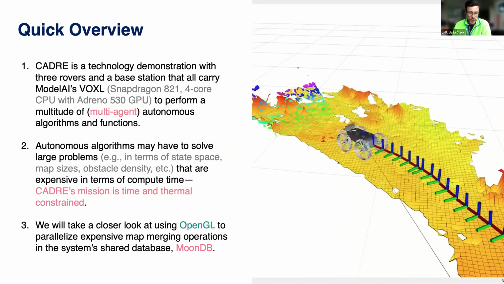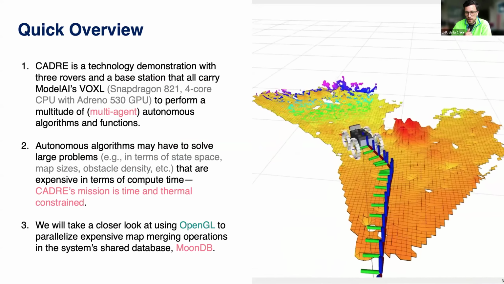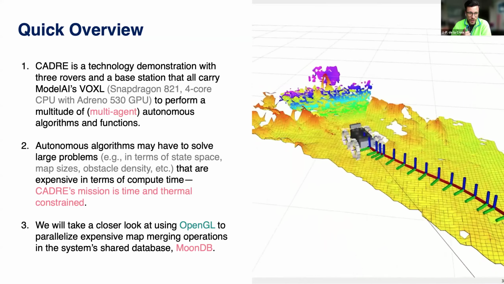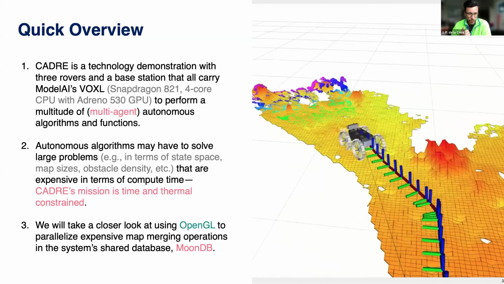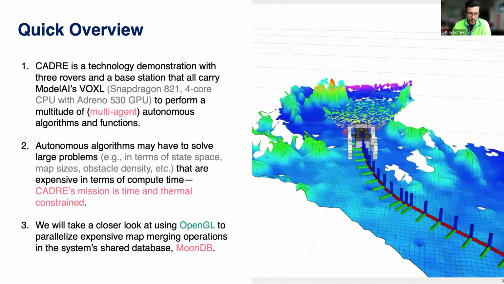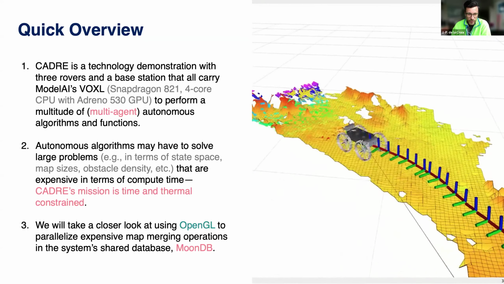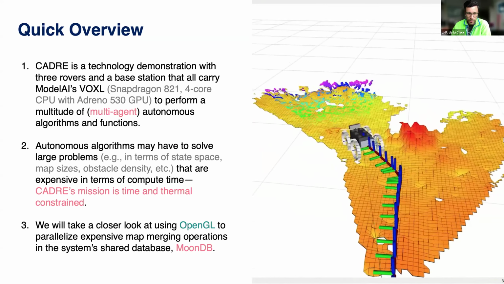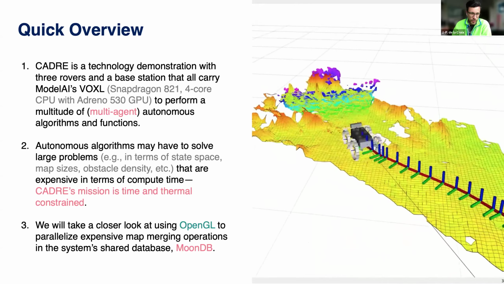So more specifically, Cadre is a technology demonstration that's going to the moon with 3 rovers and a base station. They all have the same avionics. It's a Snapdragon 821 with a quad-core CPU and a GPU, and that'll become obvious why I'm pointing out the GPU a little bit later. But basically, they're performing a multitude of multi-agent autonomous algorithms and functions. And some of these algorithms do solve rather large problems with various dimensions, but that means that they require quite a bit of compute time, and compute time is something that we want to minimize because we tend to be very time and thermal limited during our mission, which is only a single lunar day, and it also gets incredibly hot at the lunar equator.